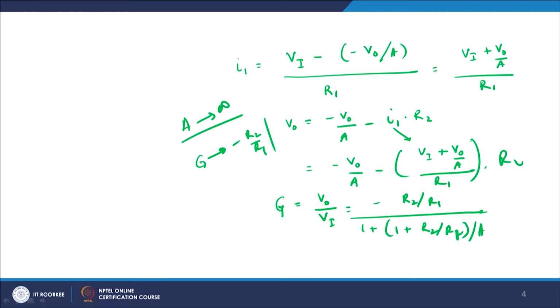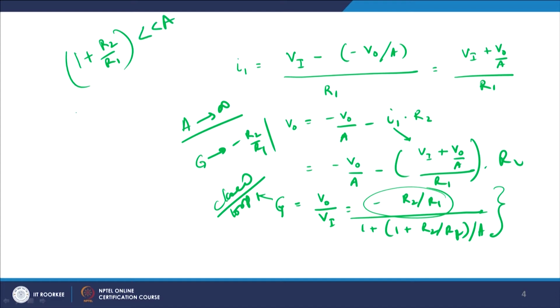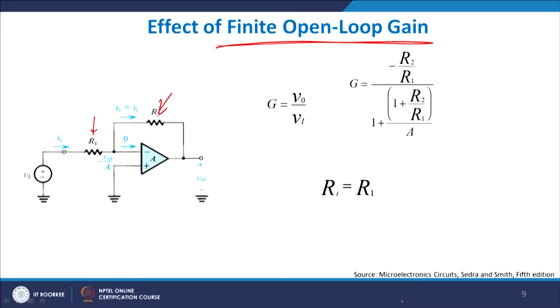So, you see from this formula that I can achieve an infinite open loop gain. If A is infinitely large, my closed loop gain G will be equal to minus R 2 by R 1, right. So, the condition is that 1 plus R 2 by R 1 should be small as compared to A. If A is very large, you automatically get this into consideration. So, this is the effect of finite loop gain. So, I get R I equals R 1, right.